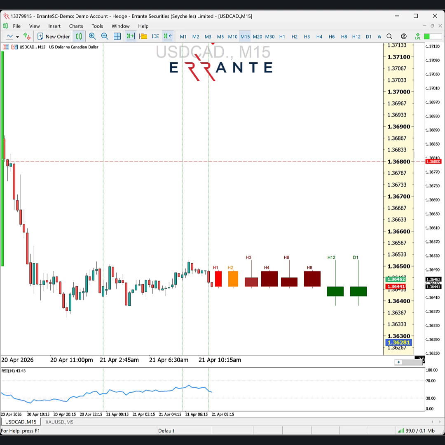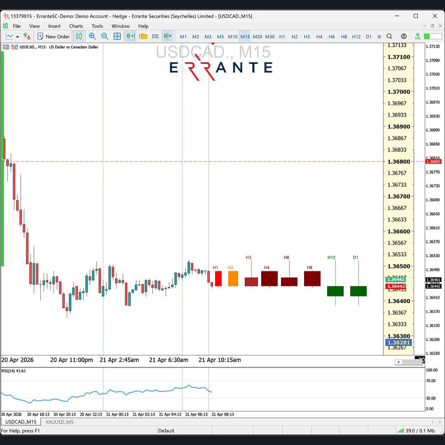The fundamental backdrop of USD CAD is the combination of a softening US dollar and a potential Bank of Canada that maintains a hawkish stance, relatively or comparatively to that of the Fed, which is a little bit tilted towards the dovish side. Now let's talk about the risk factors.